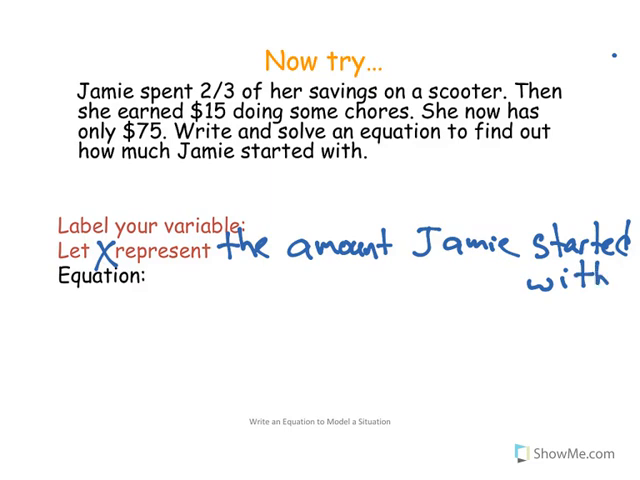Right, so I'm going to do it in the multi-step way, but hopefully we streamlined it a little. So Jamie had x dollars. She spent 2/3 of her x dollars, right? Not 2/3 dollars, that would be 2/3 of a dollar, which doesn't really exist because it's fractional. So we have x dollars. She spent 2/3 of our x dollars. Then she earns $15, right? So she makes $15. Now she has $75.